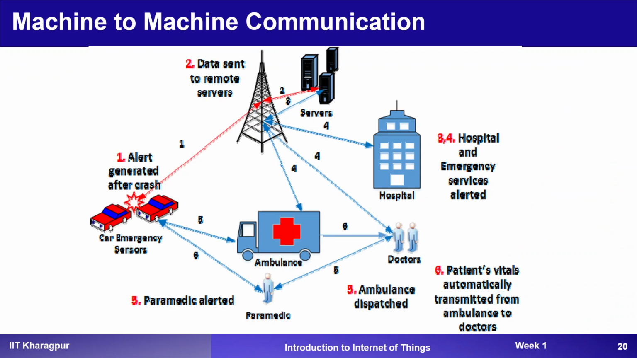Now next topic is machine to machine communication. We have already discussed some things about machine to machine communication. In machine to machine communication, your machines will communicate with each other without the intervention of human beings. For example, if two cars crash with each other, then an alarm will be generated, and on the basis of that alarm, your hospital, your doctors, or the ambulance can be contacted. The sensors which are present at the hospital, the sensors which are worn by the doctors, or the sensors which are present in the ambulance, so that we can provide services to the patients automatically.